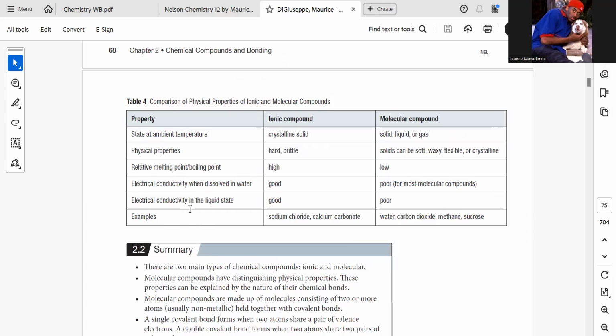Then this table 4 is also important because at times you get questions where, based on the properties, you need to identify the type of the compound. Property: state at ambient temperature. If it is an ionic compound, it is a crystalline solid. If it is a molecular compound, it will be solid, liquid, or gas. Physical properties: hard and brittle, we have discussed this earlier. Molecular compound solids can be soft, waxy, flexible, or crystalline.